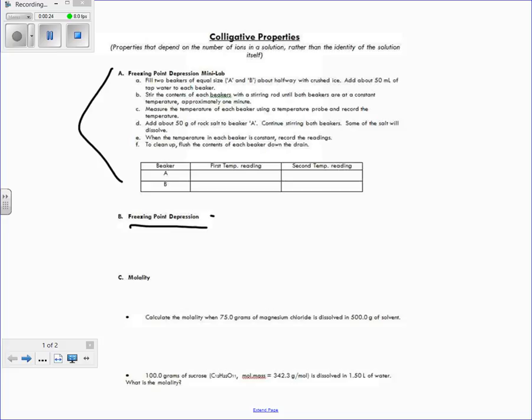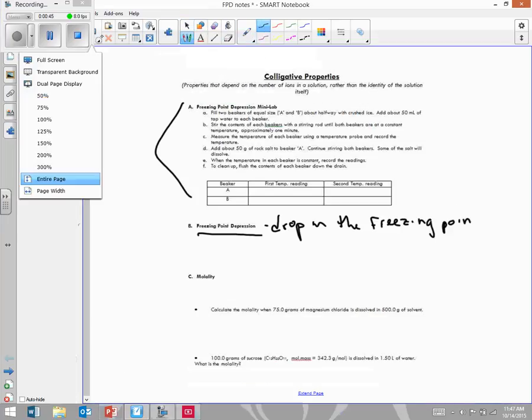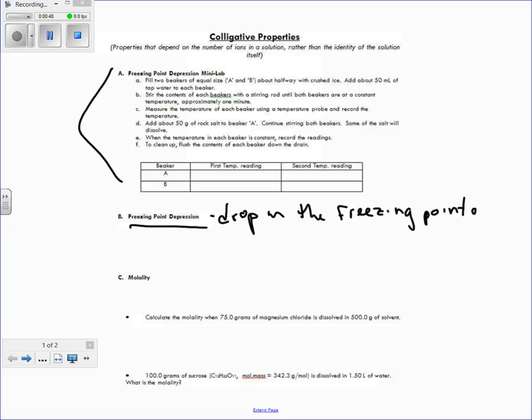The main idea behind today's lecture is going to be something called freezing point depression. Freezing point depression is simply a drop in the freezing point of a solution. So whereas before we said water freezes at 0 degrees Celsius, if you add salt to water, then it might freeze at some point less than 0.